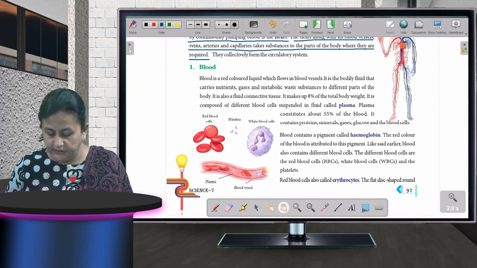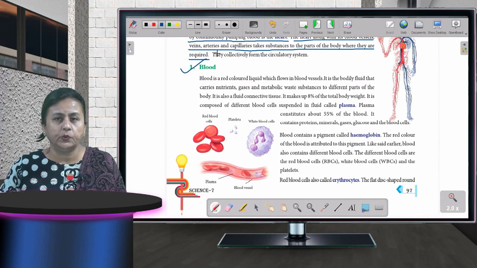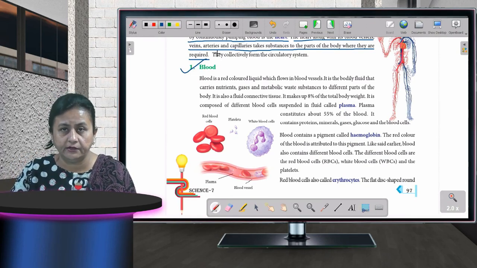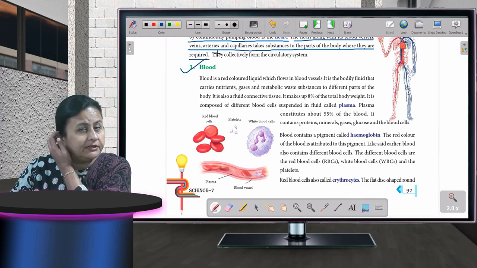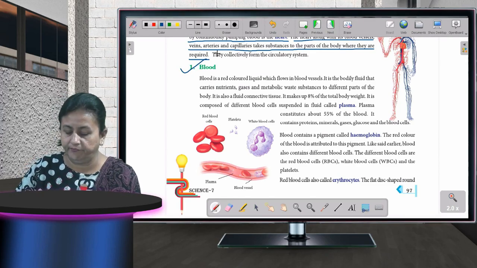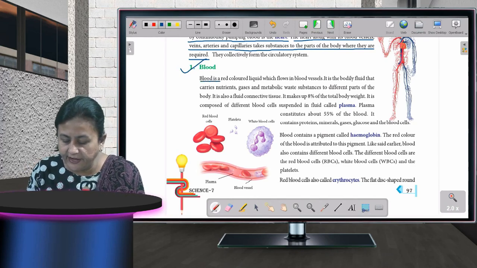Okay, now blood, if I talk about blood, what is it? It's a liquid thing in the body which is running throughout the body. It is red color. Usually it is red color. Everyone has red blood, or do you have some other color blood? No, our blood is red in color. So blood is a red color liquid which flows in blood vessels.